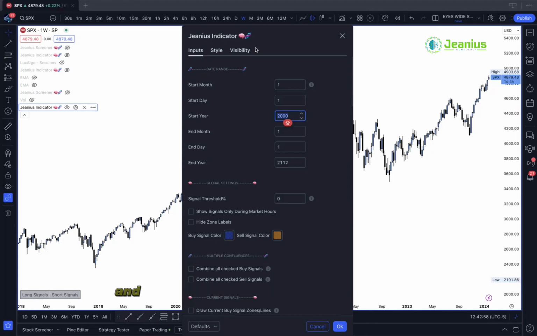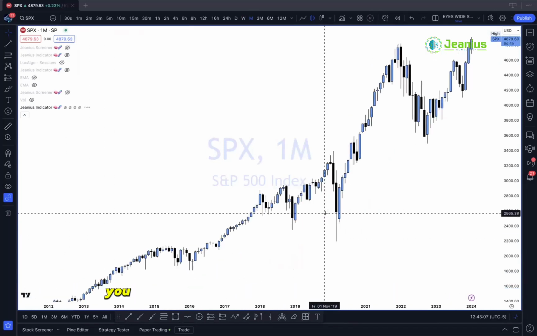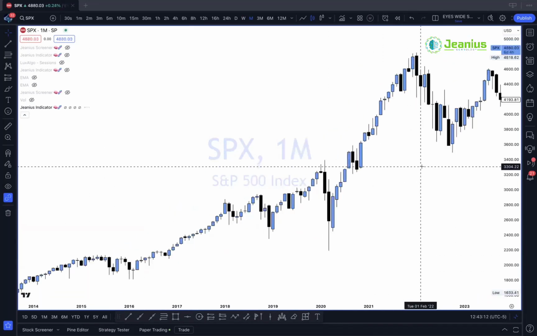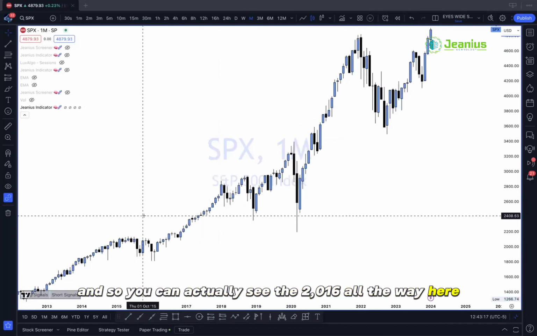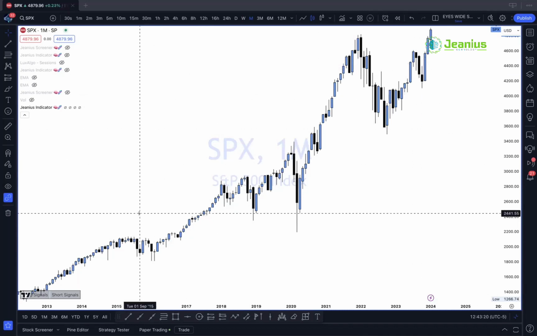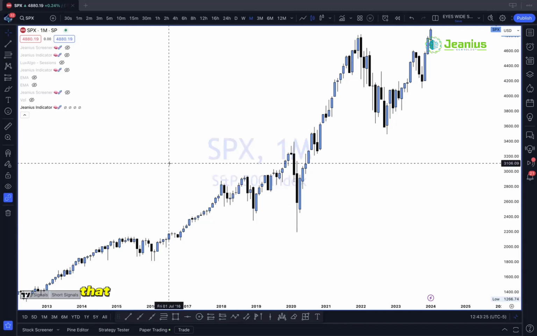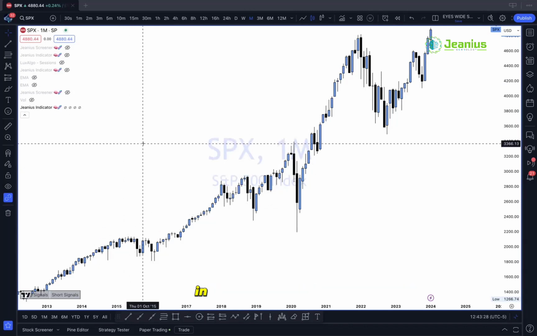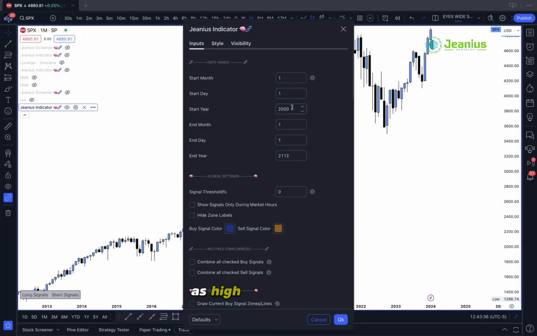That'll be very annoying. A lot of times when I'm on the higher time frames, like the monthly, obviously when you look at the monthly, you have fewer candles that take up more space. And so you can actually see 2016 all the way here, versus if I was on the minute chart, it would be hundreds and thousands of 1 minute candles, and that would cause the indicator to lag. In most cases, it'll freeze out because your date is set too high. So if you're on a monthly time frame, feel free to set your dates as high as you need to get whatever signals you need.